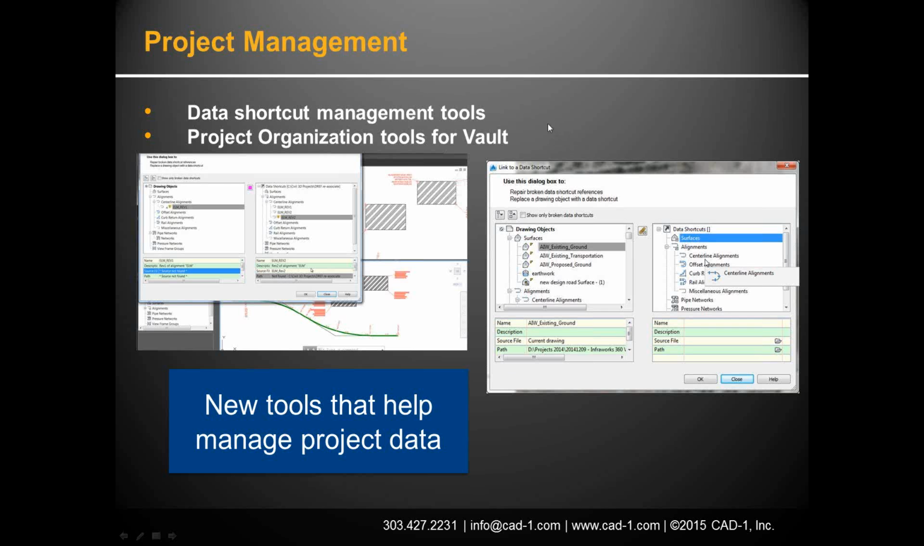Another one that I'm not going to show here, but is new, we can now create folders for our Civil 3D objects in Vault. Say, for example, I have Phase 1 and Phase 2. I can take my Phase 1 alignments and put them in the Phase 1 folder, my Phase 2 alignments, put them in the Phase 2 folder. So it gives us a little bit more versatility within Vault. If you're using Vault. Right.